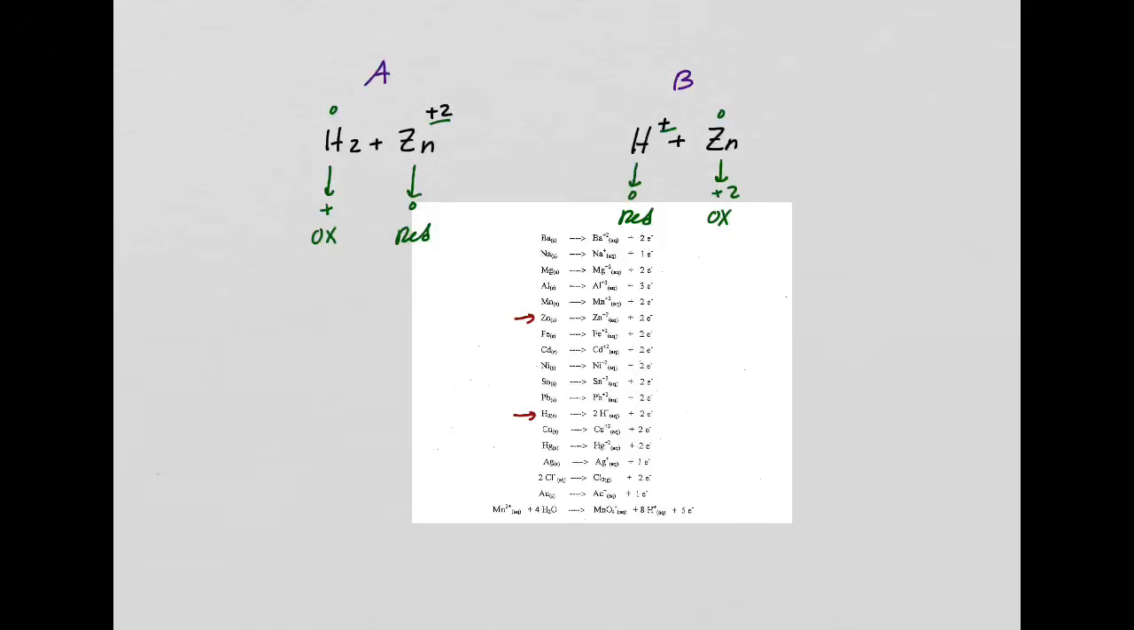Remember, the one that gets oxidized has to be higher up than the one that gets reduced. So without even looking at my set, I'm going to say, in order for this to happen, zinc has to be oxidized and then H2 has to be reduced. Which one would that be? Zinc oxidized and then H has to be reduced. Okay, so this is going to be the reaction that will happen. That's going to be my choice.